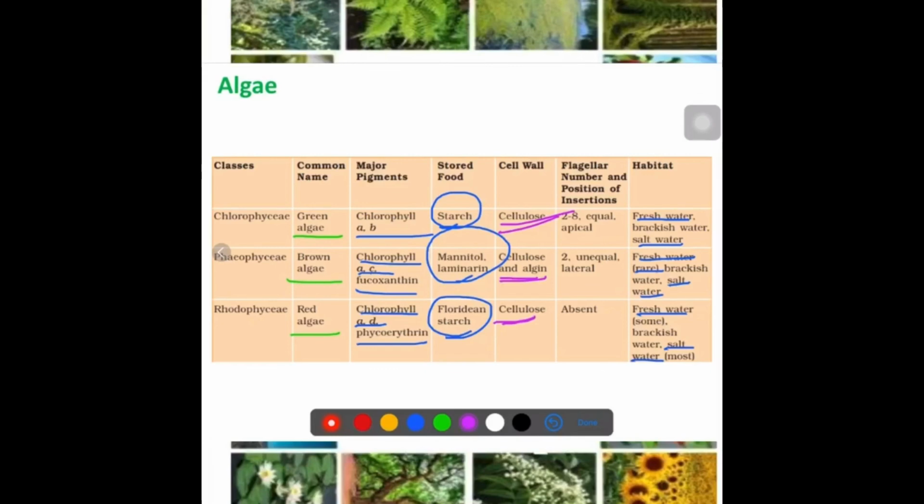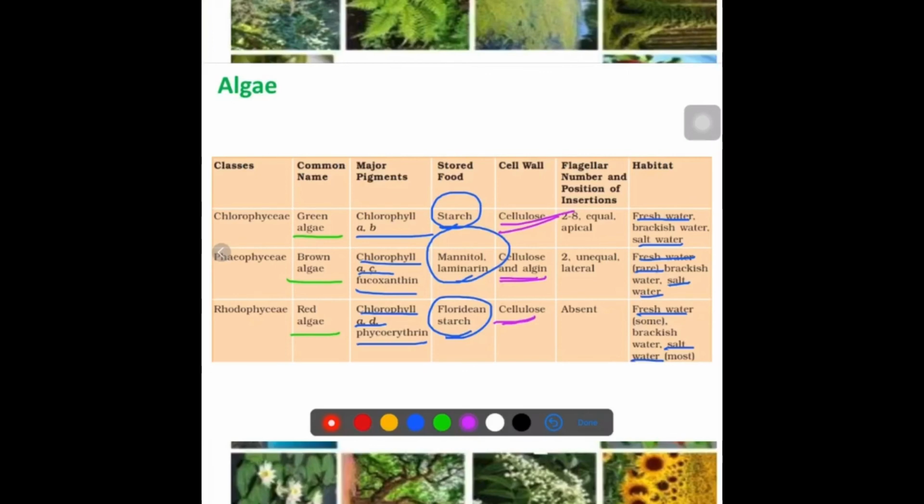So students, learn it properly. It's very important. Most of the time, questions are asked from these algae. It's very easy to remember. You just have to remember a few points like habitat, body organization, another name, pigment, food storage, cell wall and reproduction. This you have to remember. So that's all about algae.